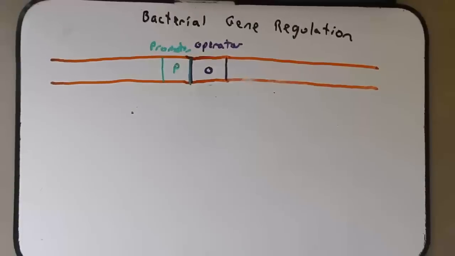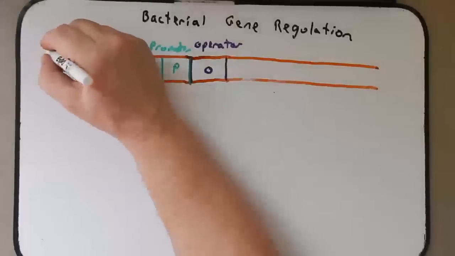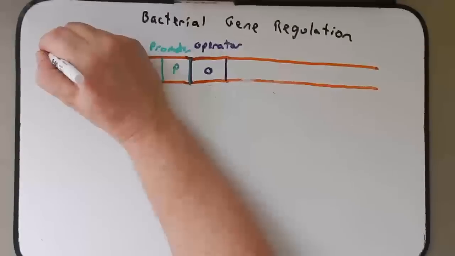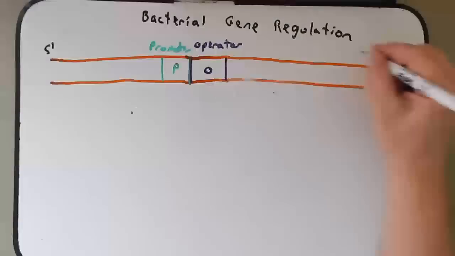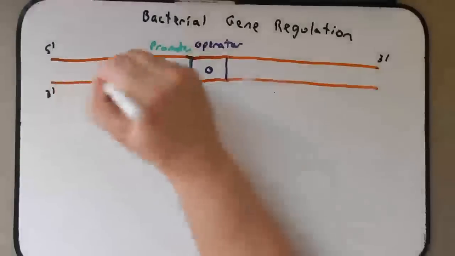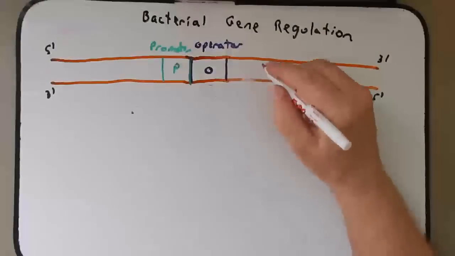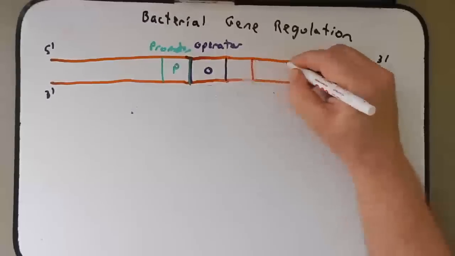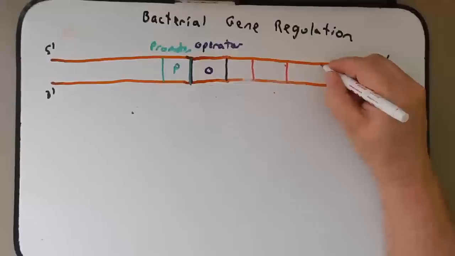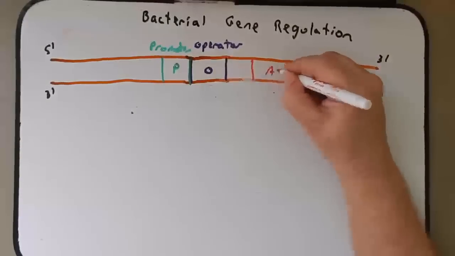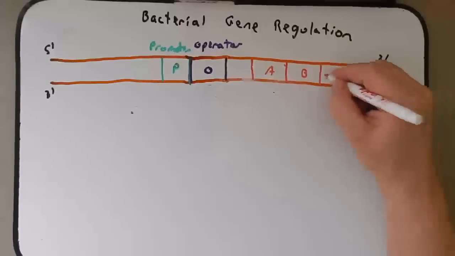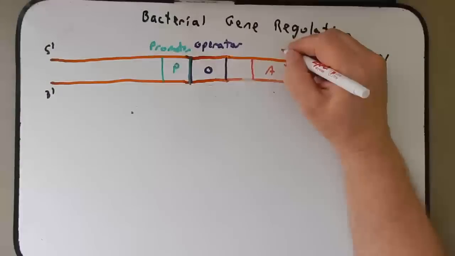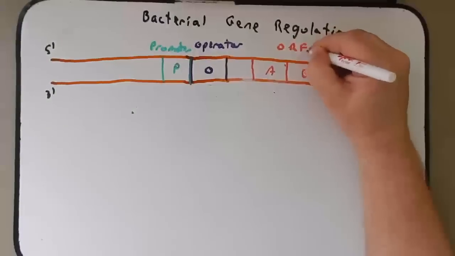I should also remind you that what we're looking at here is just the way that we're describing the DNA, where the gene is located. But of course, we still have our 5', 3' ends, 3', 5'. Now, bacteria do something pretty convenient. They will cluster several genes together, and we'll just call these A, B, and C. And we'll call these open reading frames, or ORFs.